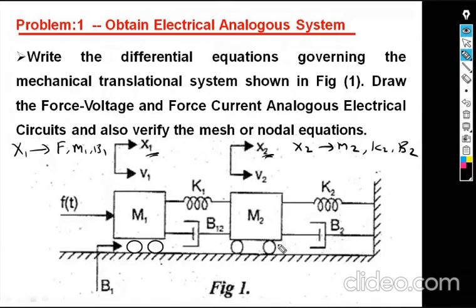Next, are any further elements there? There are two elements between x1 and x2, so you need to consider these as the common elements. The two common elements between x1 and x2 are k1 and b12. Here x1 starts from here and x2 starts from here. What are the common elements? k1, b12 and then m1.